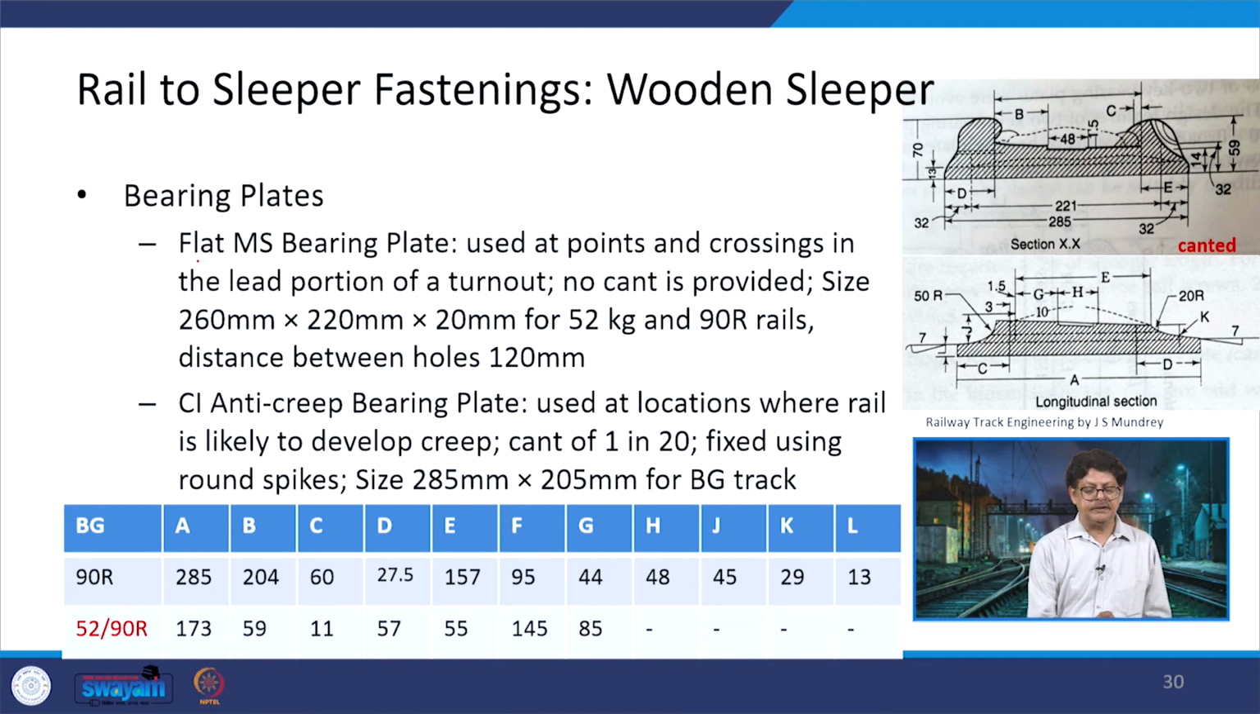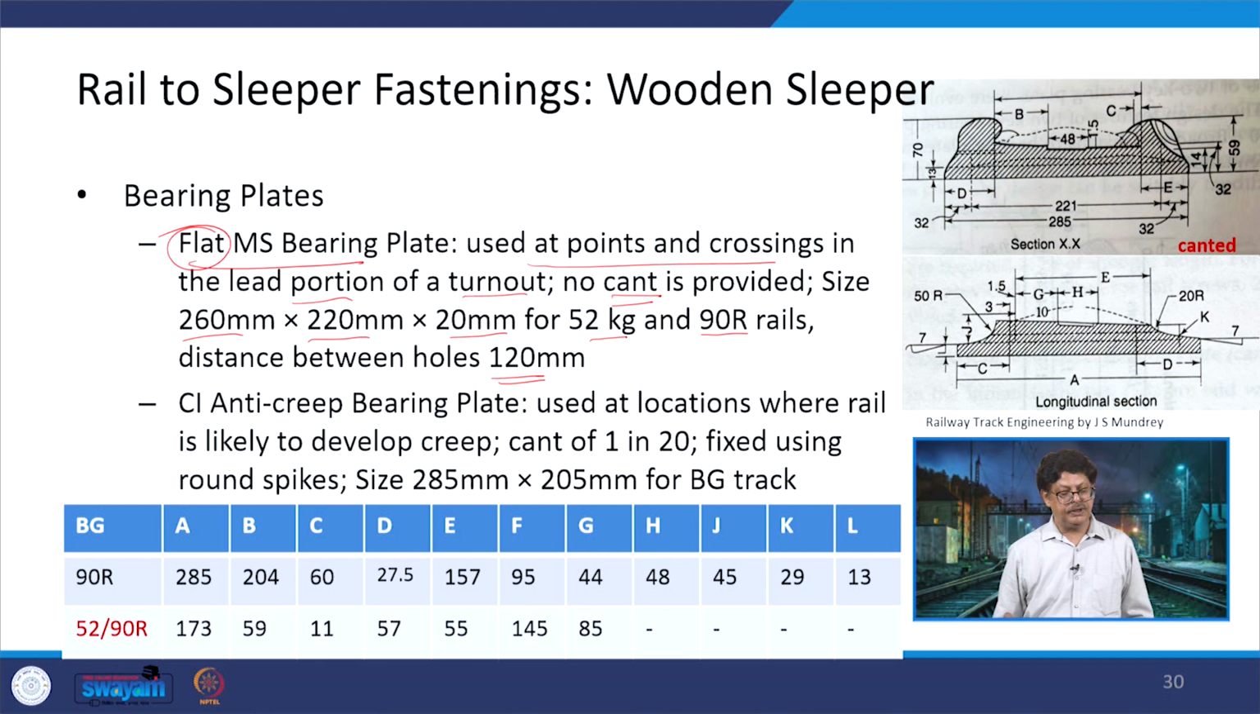Now, there is a flat MS bearing plate. This flat MS bearing plate is used at the points and crossings in the lead portion of a turnout. There is no cant provided, as the name itself suggests. The 1 in 20 is not provided here. The size is 260 by 220 by 20 mm for 52 kg and 90 R rail sections, and the distance between the holes made in this bearing plate is 120 mm.